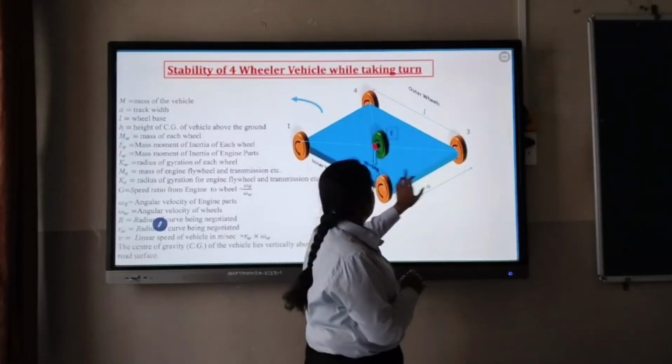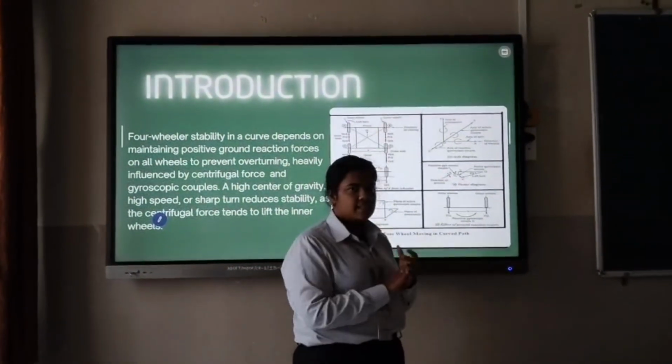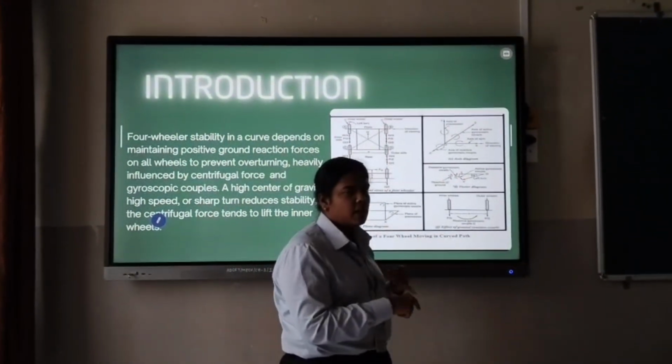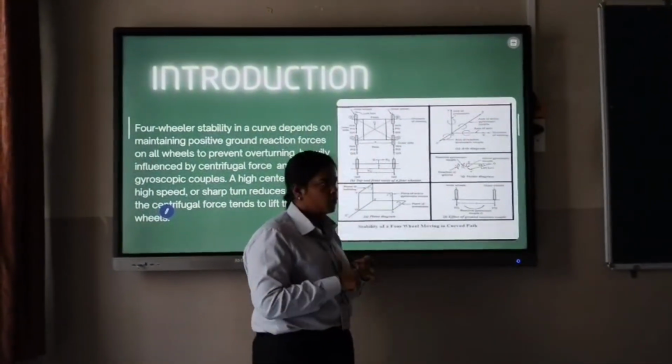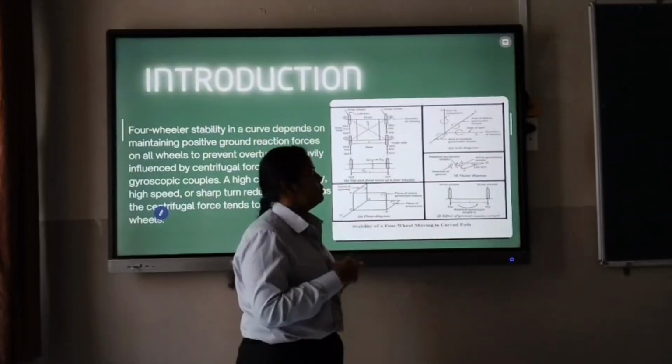This is the axis diagram. Here there are three axes. The first one is the axis of spin, about which the component is rotated. The other is the axis of precession, and the third one is the axis of gyroscopic couple.